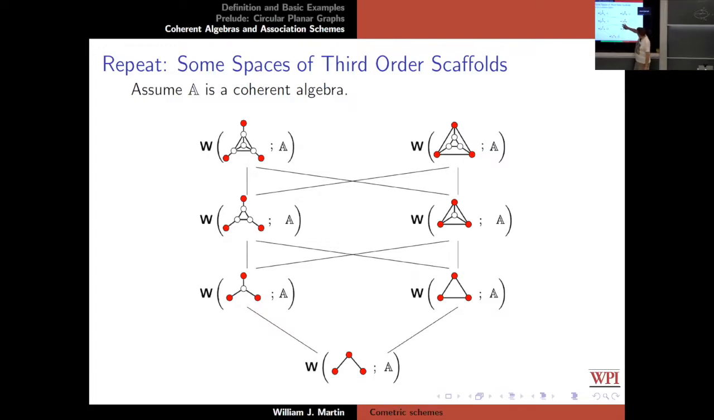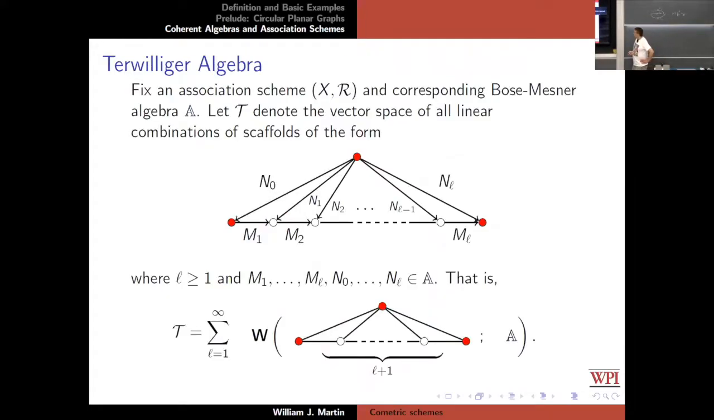But then you can go up and you sort of get outside the Terwilliger algebra. It seems, we're not sure, but in a generic case, you're going to get outside the Terwilliger algebra after a while. So this containment, if you have a coherent algebra, it's interesting when this poset collapses, when things terminate. So I'm going to define the T algebra in this strange way to be the vector space of all linear combinations of scaffolds of this form.